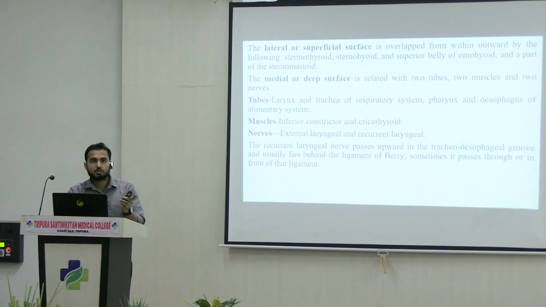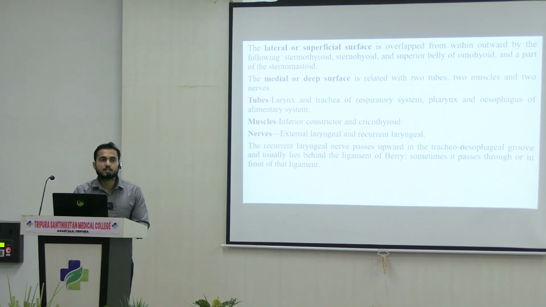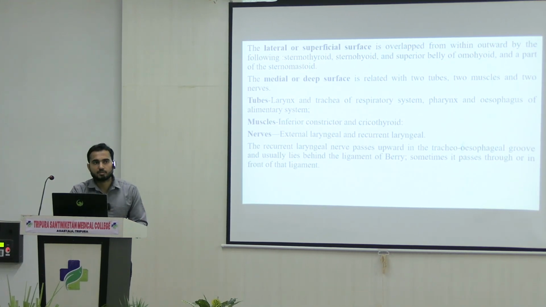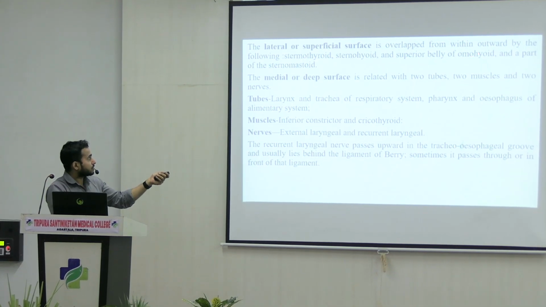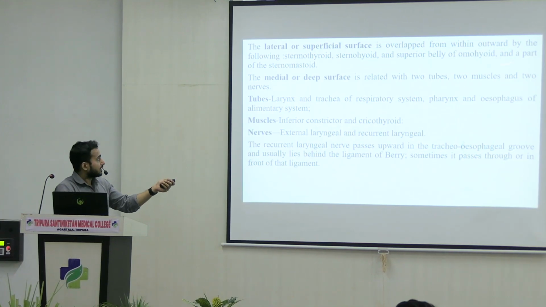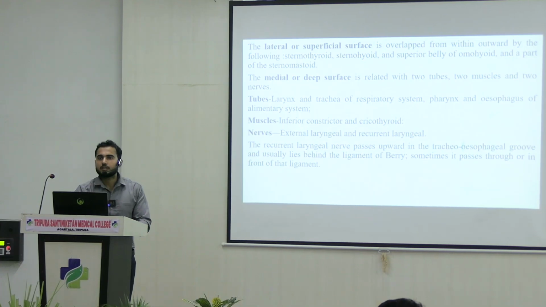That's why in the beginning I told you, while doing the dissection, till now you have not seen the entire thyroid gland. Why? Because of the presence of these muscles. Unless and until you remove or retract these muscles, you will not be able to see the superficial or lateral surface of the thyroid gland. Okay. So the lateral superficial surface is overlapped by sternothyroid, and the superior belly of omohyoid, and along with that a small part of sternocleidomastoid is also present. So these are the muscles which are overlapping this superficial or lateral surface.